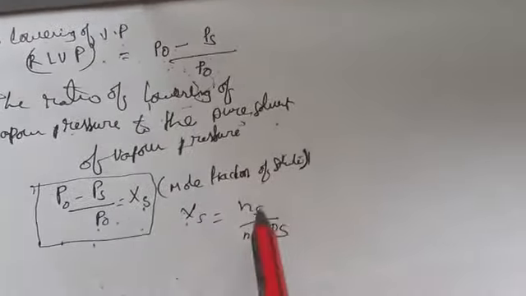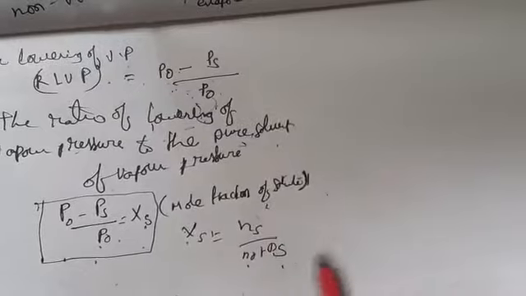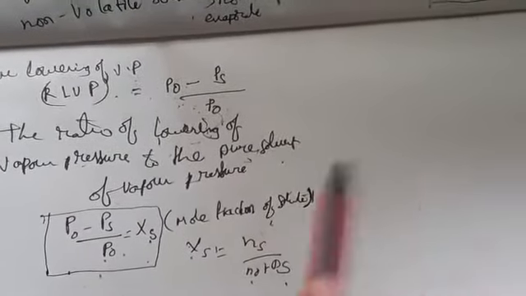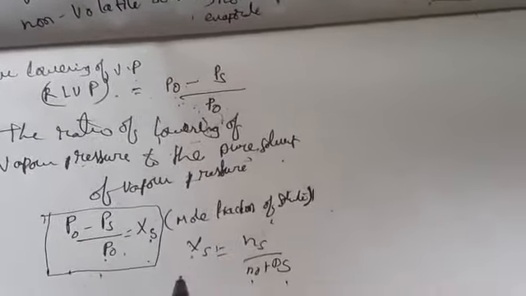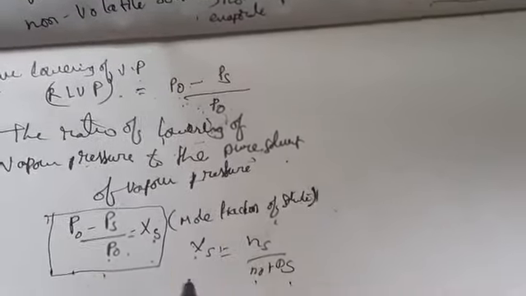I have told you the mole fraction definition. What is the definition? The ratio of one component to the total components of the solution, we call it mole fraction. That is indicated as XA and XB: XA is equal to NA by NA plus NB, and XB is equal to NB by NA plus NB. Like that only, the same thing we are representing here as XS. XS is nothing but the mole fraction of solute, and it can be written as NS by N0 plus NS.